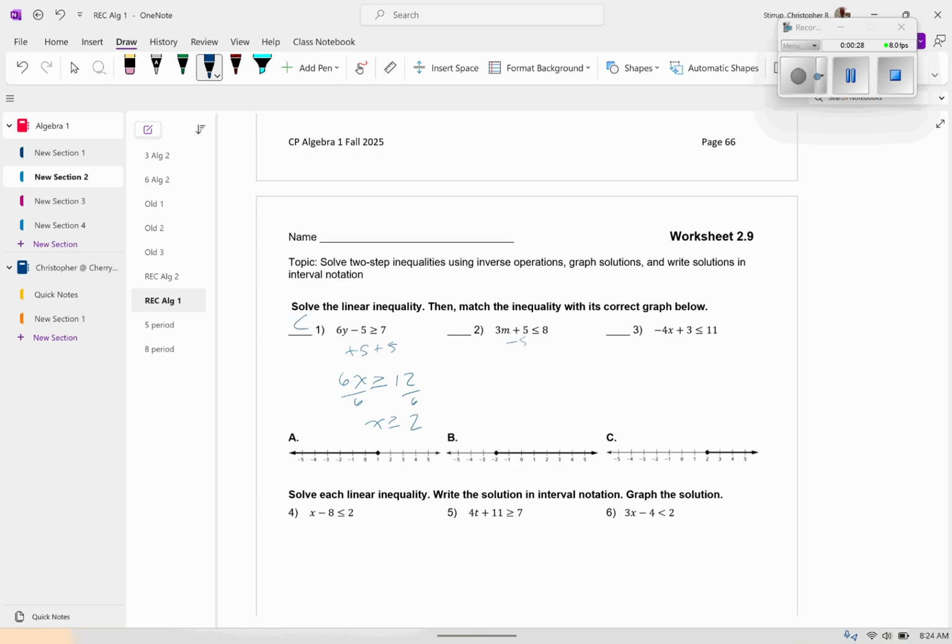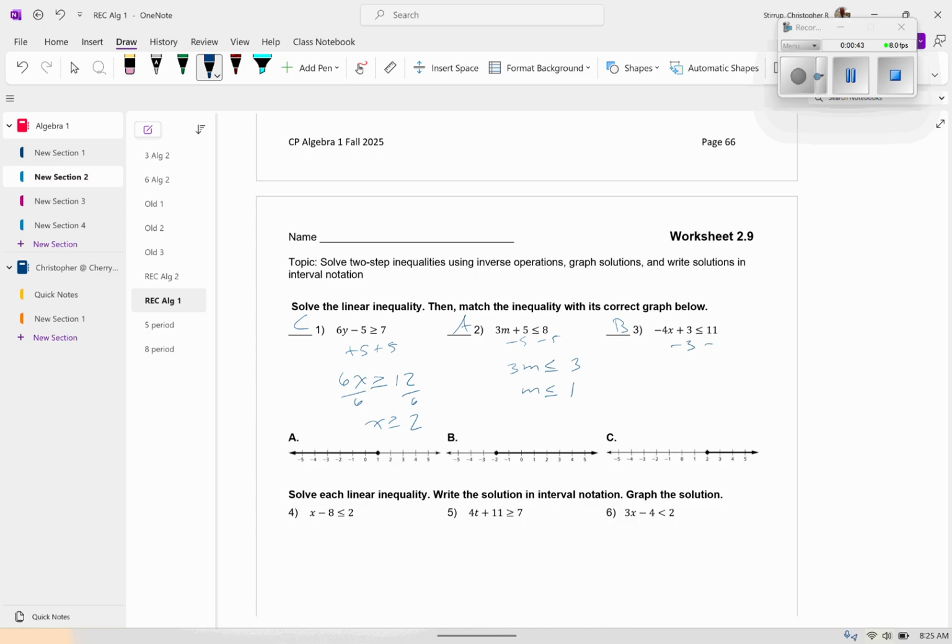And this one we're going to subtract 5 from both sides. So 3m is less than or equal to 3. Divide each side by 3. So solid dot at 1 going left. So that looks like A. And just by process of elimination, you should be able to say that's B.